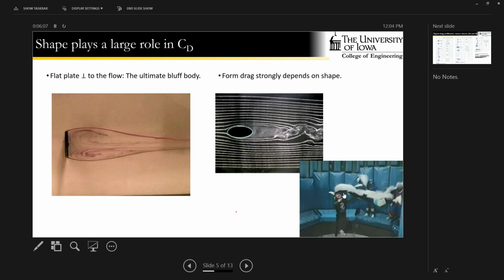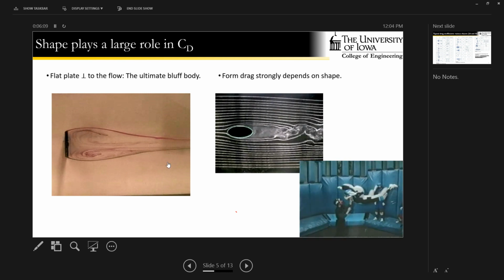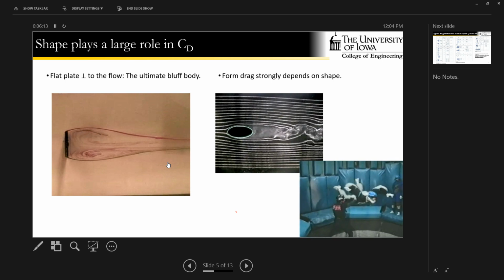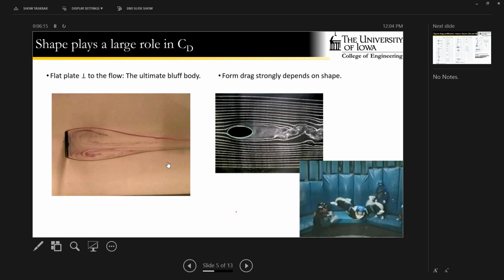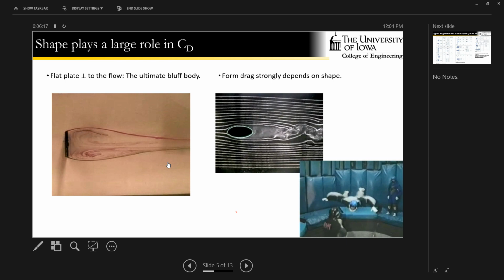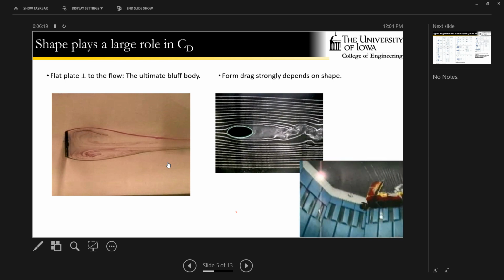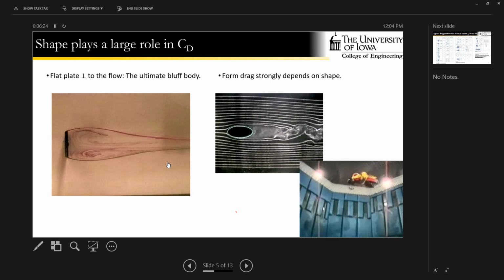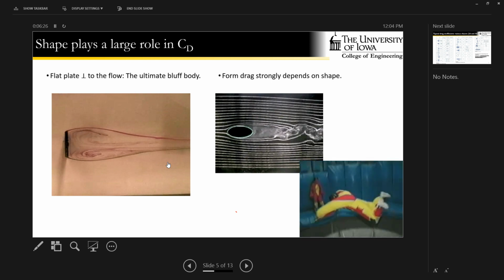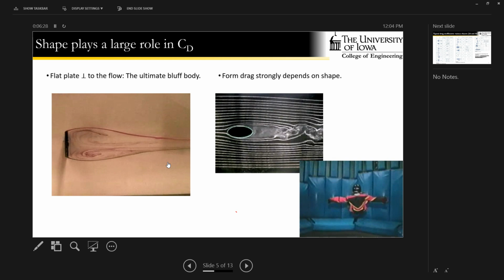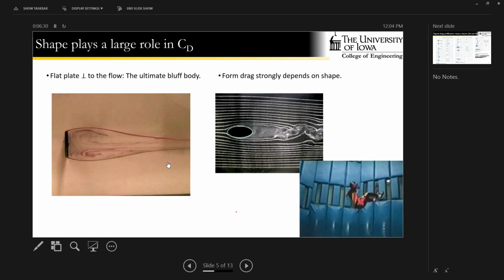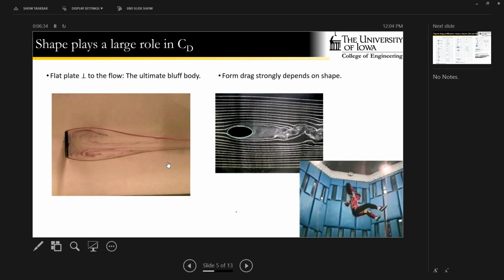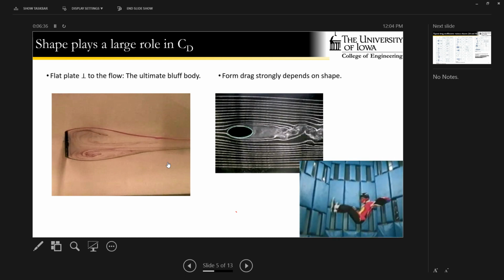Another example I like here is these indoor skydiving trainers, where simply by actively modifying the shape or the profile that one presents to the oncoming flow, they're able to modify their drag coefficient fairly actively. They essentially streamline themselves in order to minimize their drag and spread out, become as bluff as possible to maximize their drag in order to control their altitude.